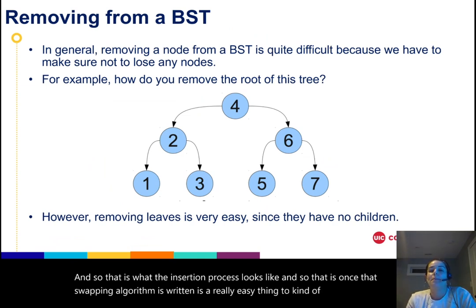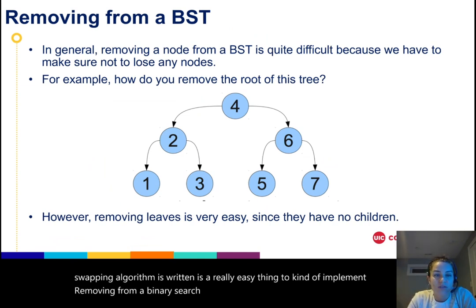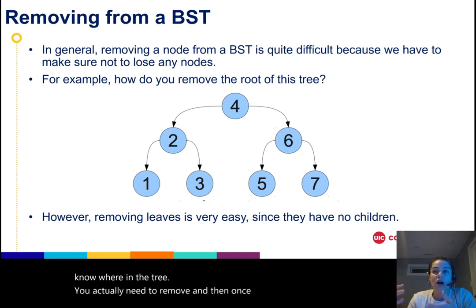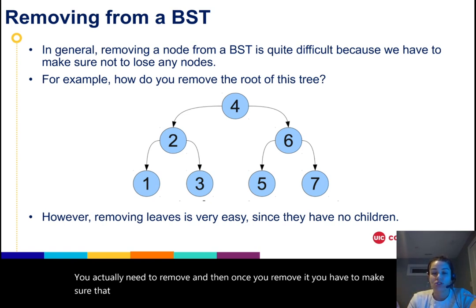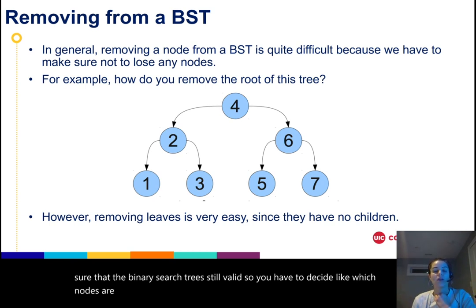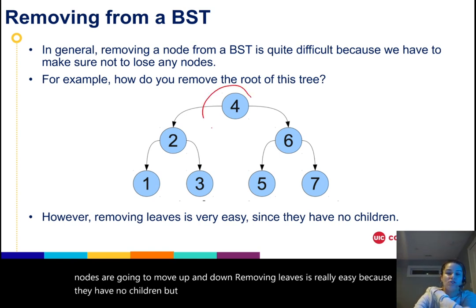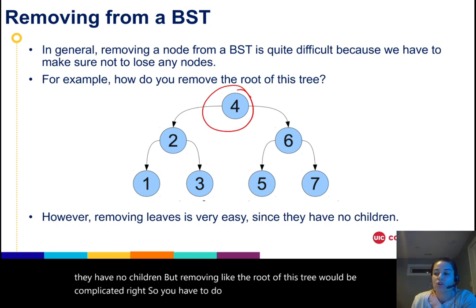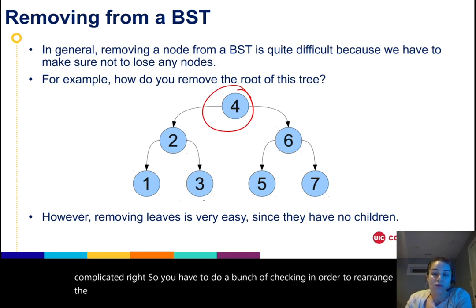Removing from a binary search tree is actually quite difficult because you don't know where in the tree you actually need to remove, and then once you remove it, you have to make sure that the binary search tree is still valid, so you have to decide which nodes you're going to move up and down. Removing leaves is really easy because they have no children, but removing the root of this tree would be complicated, right? So you have to do a bunch of checking in order to rearrange the tree into the right orientation.